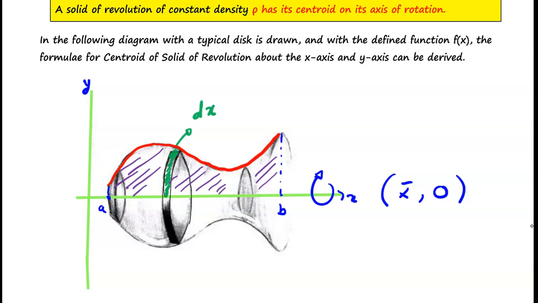In this case, the best is to project it on the x-axis or on the y-axis, and you rotate the area about the x-axis or the y-axis. Depending on the axis of rotation that you have, you can figure out your centroid. In this case, my axis of rotation is the x-axis, so I'm going to find this x bar, and I know that the value for y bar should be equal to 0. So let's derive the formulas.